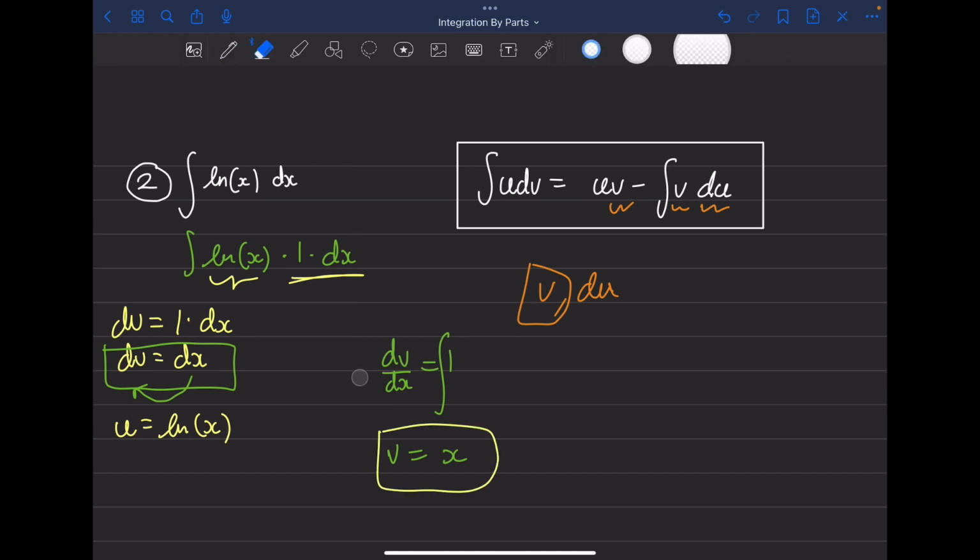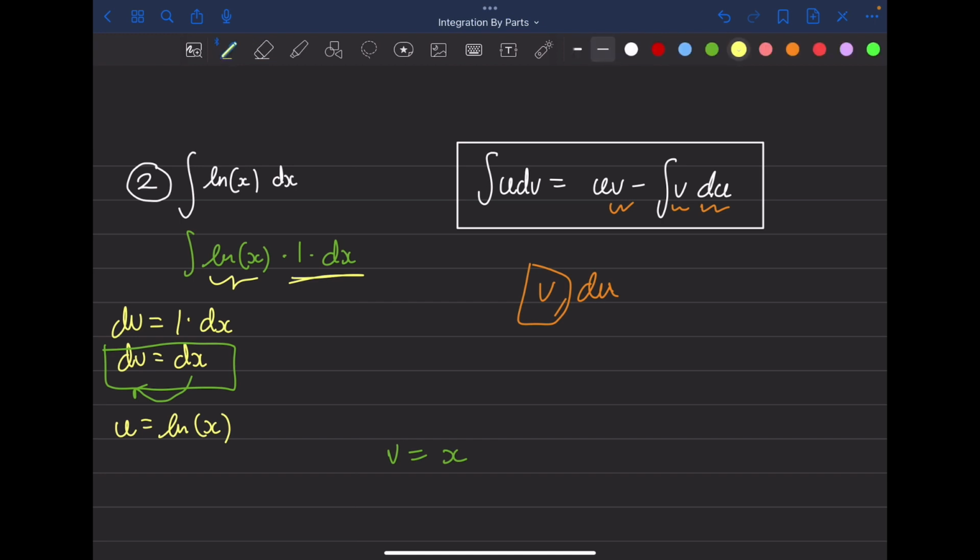I'm going to erase this step over here because you don't need it, and I'm going to bring this to the side just so that it looks better for organization purposes. Okay, now our next step is to find what du is, which is our second part that we need. If you have u, finding du is as easy as finding the derivative of both sides of that equation. So I'm going to rewrite the equation. u is equal to ln x. Like we said, if you want to find du, find the derivative of both sides. So the derivative of u with respect to x is equal to 1 over x.